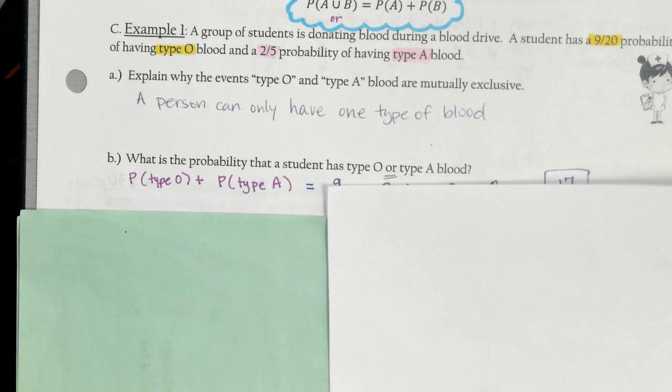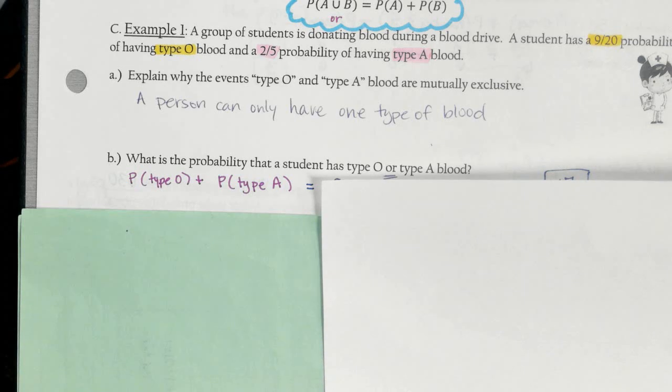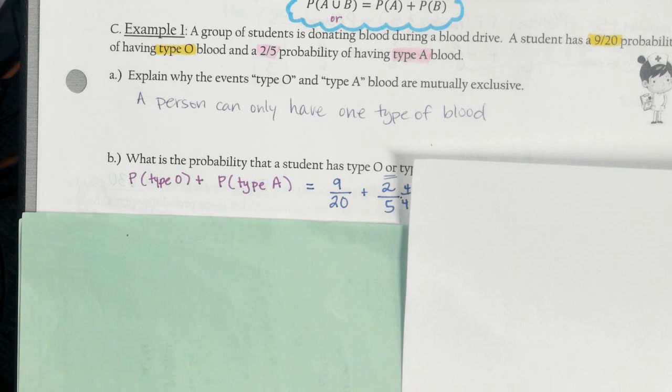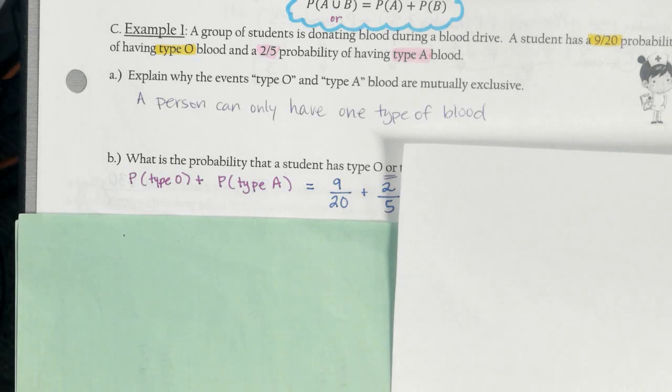I like to write out what they are in words. So the probability that they have type O or type A, all we have to do is find the probability that they have type O plus the probability that they have type A. That's given to you in the problem. What's the probability that they have type O? 9/20. What's the probability that they have type A? Okay, so we're just going to add those together. But of course, if you were going to add two fractions together, what do you need? How do we get the common denominator?